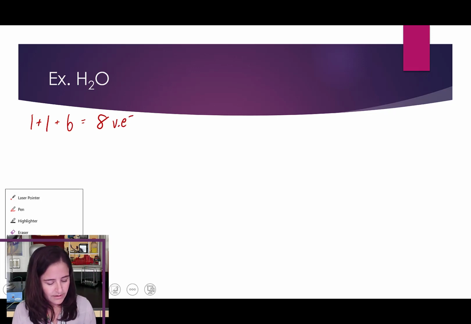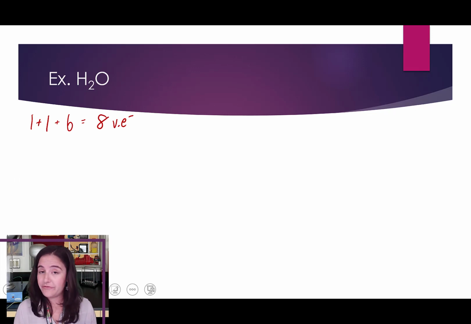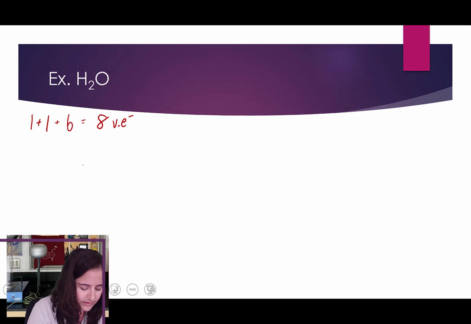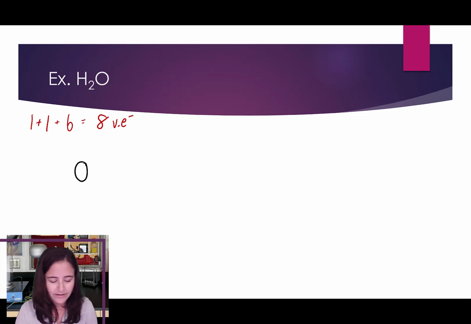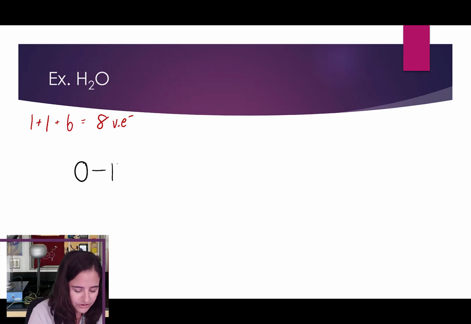Now, we put the first element in the formula in the center, unless it's hydrogen. So I'm just going to put the oxygen there and then put my 2 hydrogens.